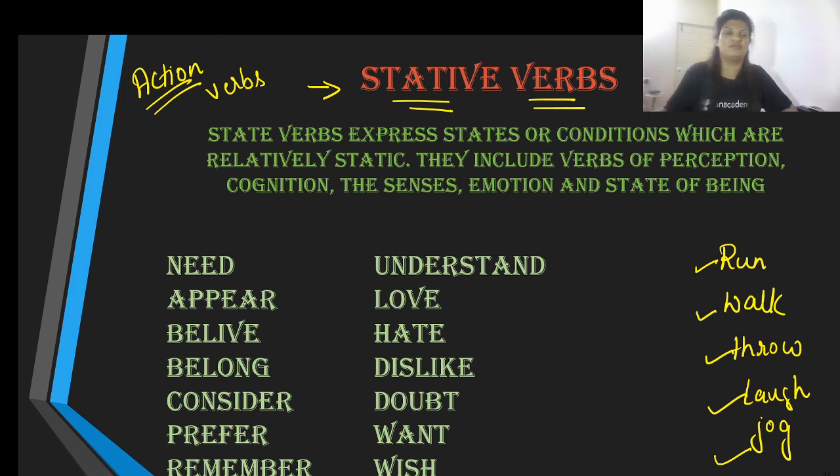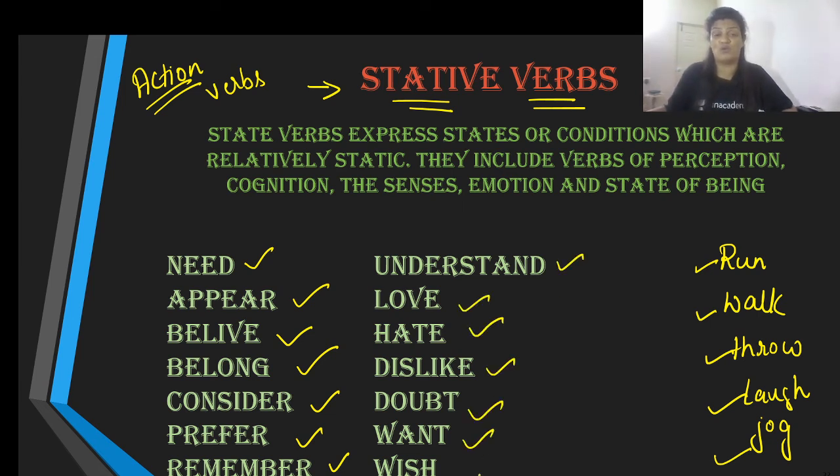But supposing you take the verb need, or appear, or believe, or belong, or consider, prefer, remember, understand, love, hate, dislike, doubt, want, and wish. Can you please tell me, does any one of these verbs represent any action? Is there any physical action involved over here? Certainly not. These are actually stative verbs because they represent a state of your emotion, a state of your mind.